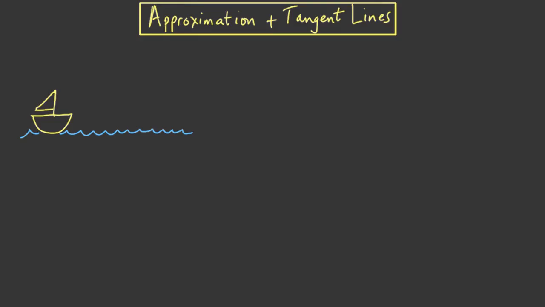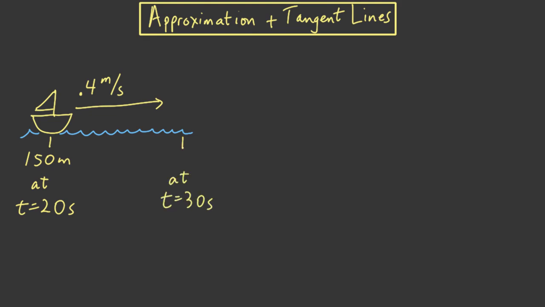Here's our boat. We had two pieces of information about it. We knew that its position was 150 meters at t equals 20 seconds, and its velocity was 0.4 meters per second at that same time. From that, we wanted to approximate the position at t equals 30, 10 seconds later.